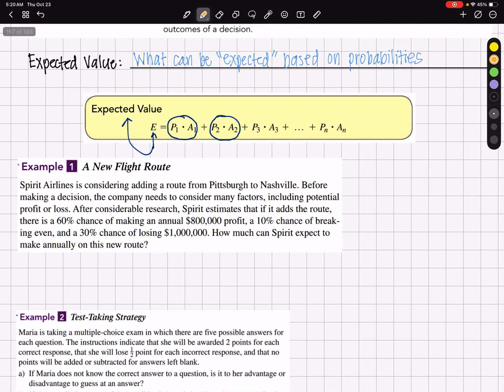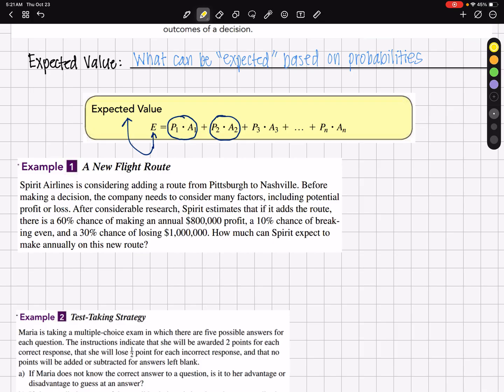A new flight route. Spirit Airlines is considering adding a route from Pittsburgh to Nashville. Before making a decision, the company needs to consider many factors, including potential profit or loss. After considerable research, Spirit estimates that if it adds the route, there's a 60% chance of making an annual $800,000 profit. There's a 10% chance of breaking even and a 30% chance of losing $1 million.